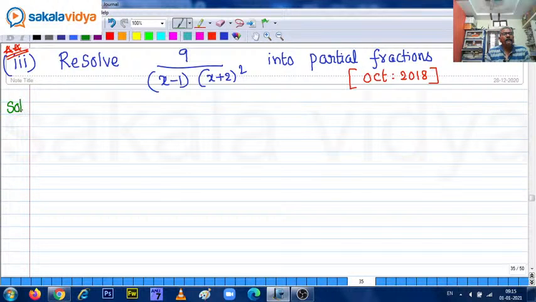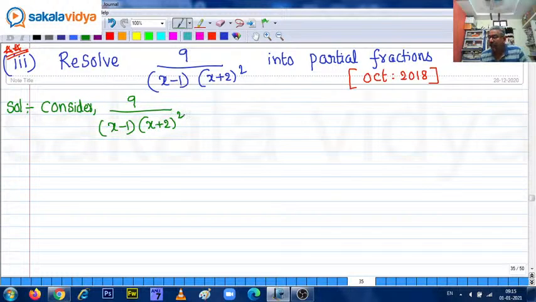Now the solution. So consider 9 upon x minus 1 times x plus 2 whole square. See, x minus 1 is a non-repeated linear factor. What about x plus 2 whole square? This is a repeated linear factor. That means for x minus 1 there exists one partial fraction. For x plus 2 whole square there exist two partial fractions. In total we have 3 to be evaluated.